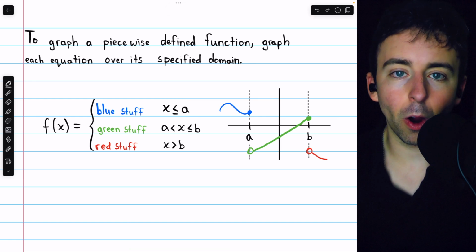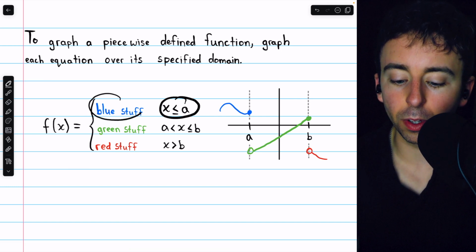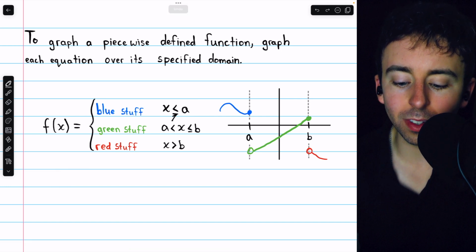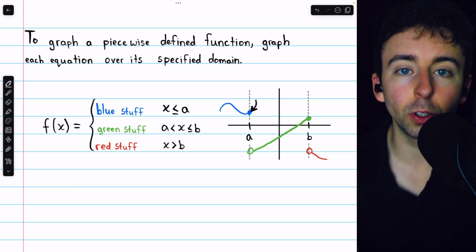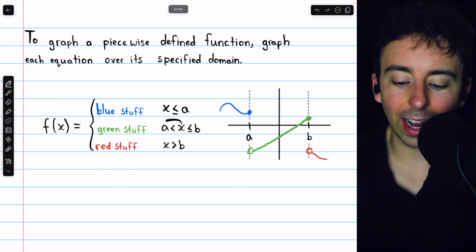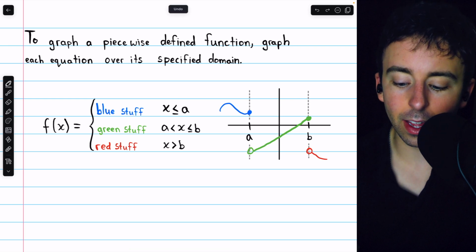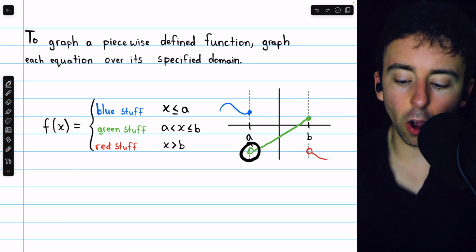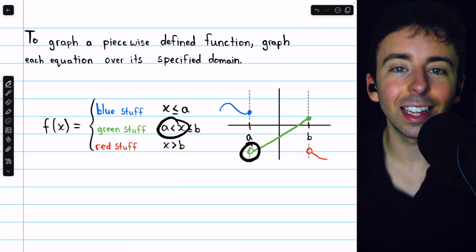In this made-up arbitrary example, when x is less than or equal to a, the function's equal to blue stuff, and that includes equality. So at that line where x is equal to a, the blue stuff is going to have a filled-in circle because equality is included. On the other hand, for the green stuff, that applies when x is greater than a. So at that same line where x is equal to a, we see that the green stuff has an open circle because for the green stuff, equality to a is not allowed.